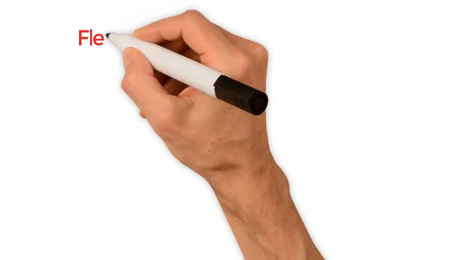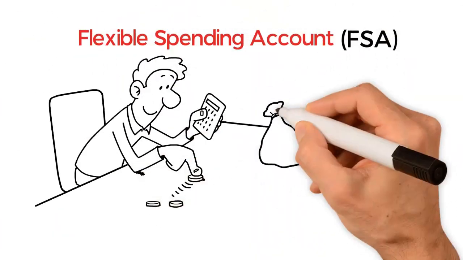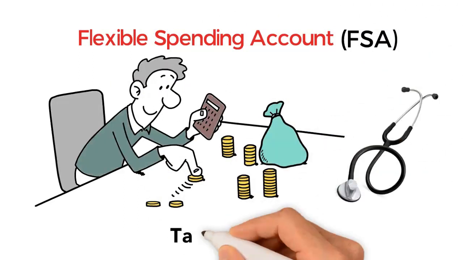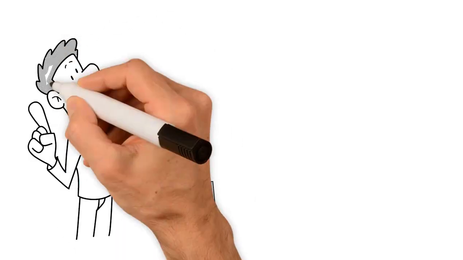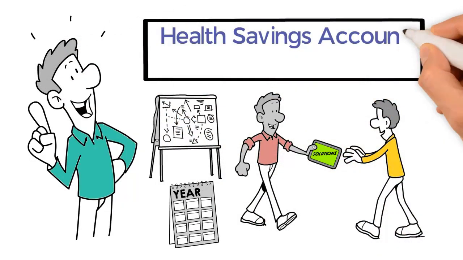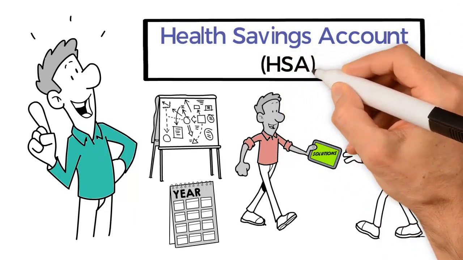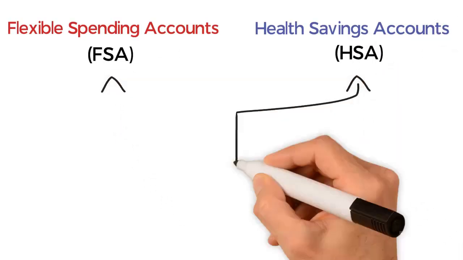For many years, the flexible spending account, the FSA, was the only option to save for medical expenses on a tax-free basis. In recent years, the second and arguably better solution was introduced, known as the Health Savings Account, the HSA. In many respects, FSAs and HSAs are similar.